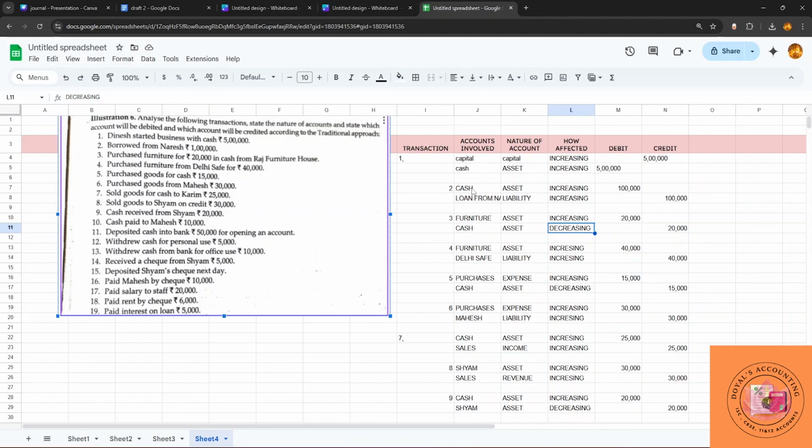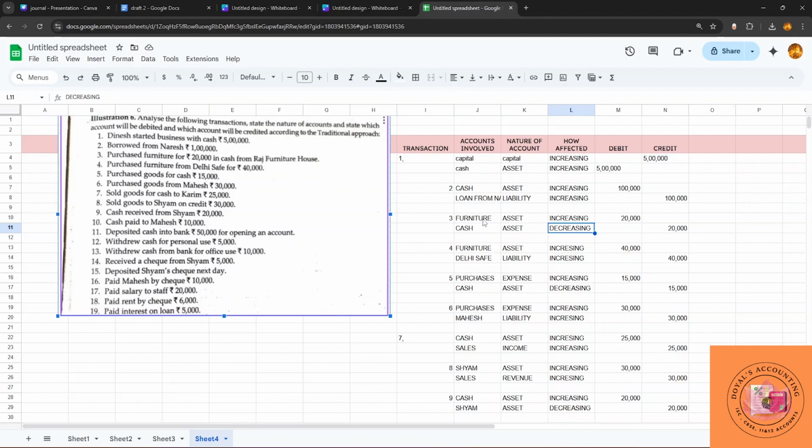Now, number two, we have borrowed money from Naresh. Loan from Naresh will be personal account and cash is a real account. Cash is coming in, so it will be debited. And since personal account rule is debit the receiver and credit the giver, Naresh is giving us money, so he will be credited.